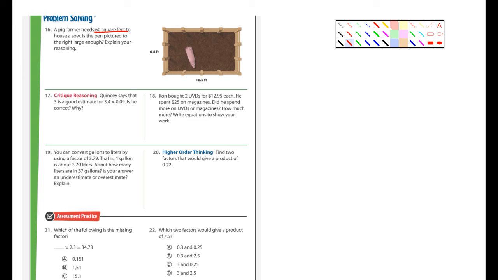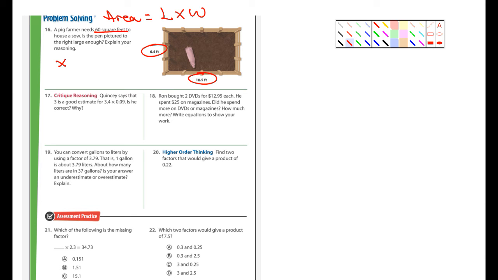All right. Number 18, it says Ron bought 2 DVDs for $12.95 each. So the first thing you need to do is multiply that by 2. Whatever you get there. And then it says, did he spend more on DVDs or magazines? And the magazines was $8.95. So is this number here you get, is that greater than that? That's what you're going to have to find out.